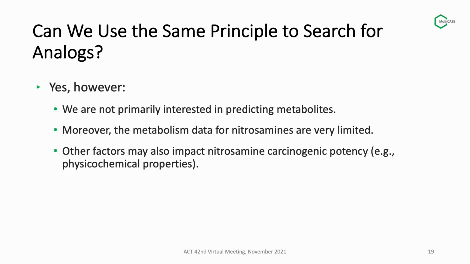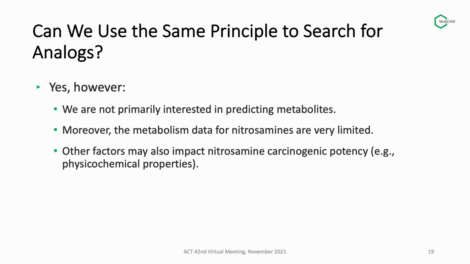Let's ask a question now. Can you use the same computational principles to search for analogs that we are interested in? And I think the answer is yes, but there are some problems. One of them is that we are not primarily interested in predicting metabolites for nitrosamines. If we find out that our query nitrosamine is giving us a particular metabolite, that does not tell us directly about its carcinogenic potency. So it is not really useful.